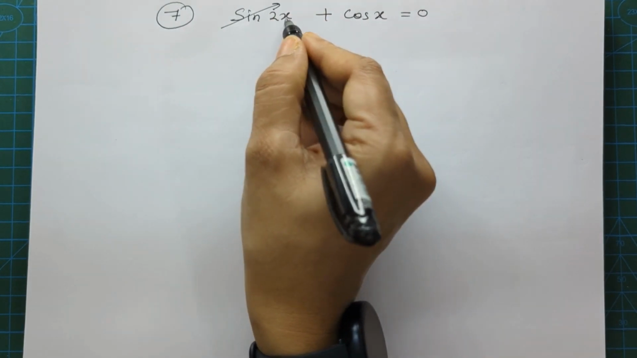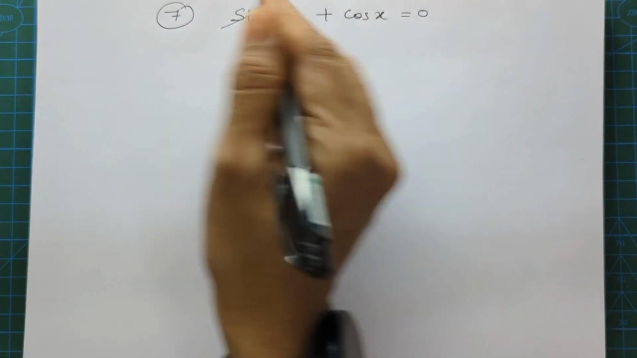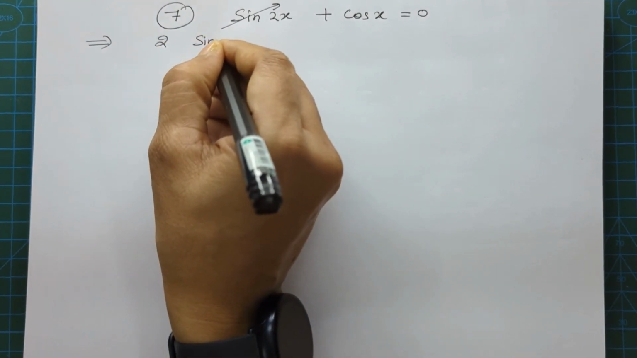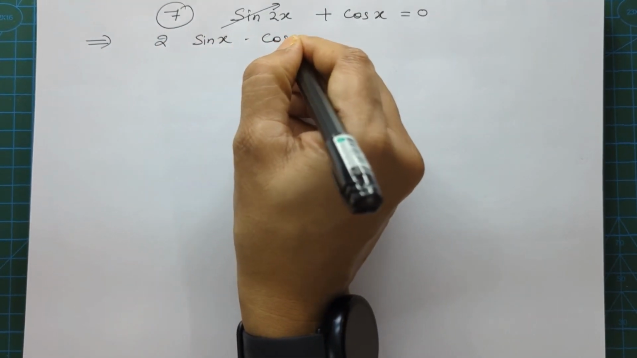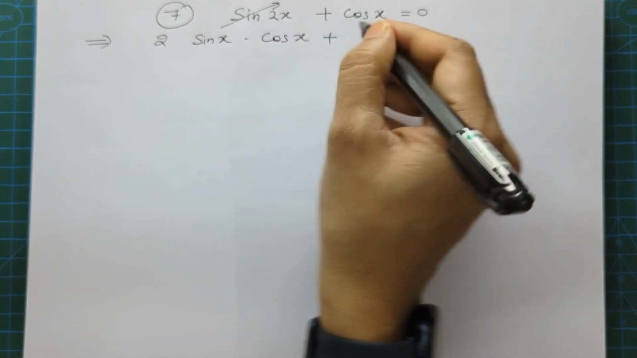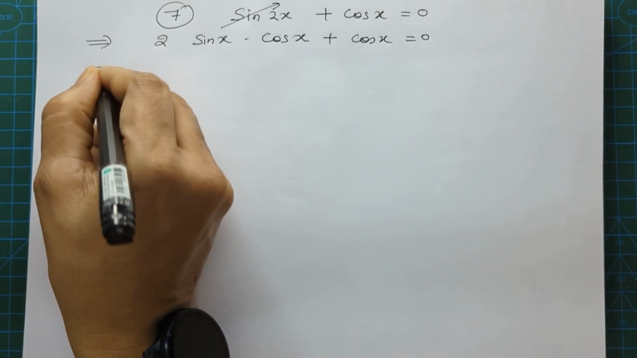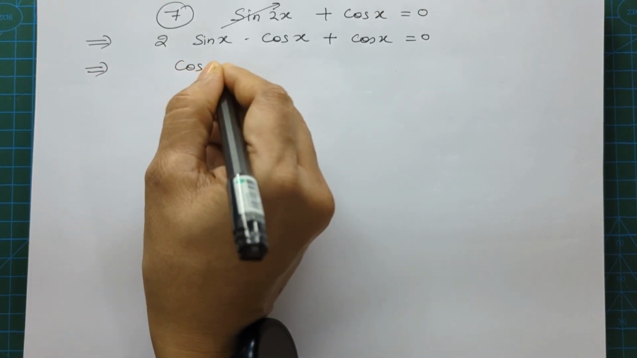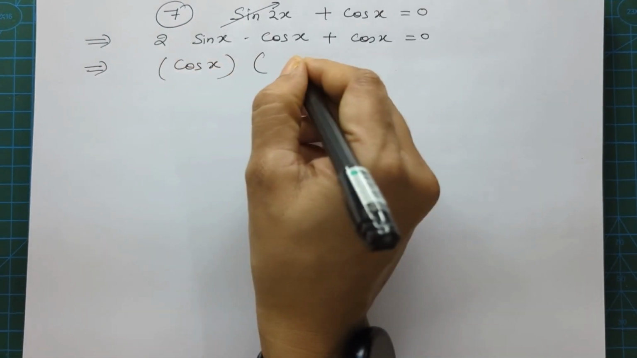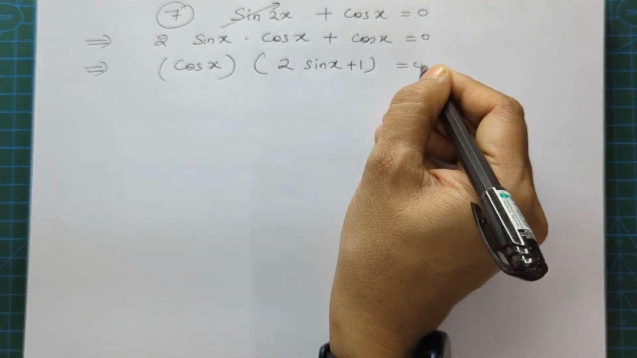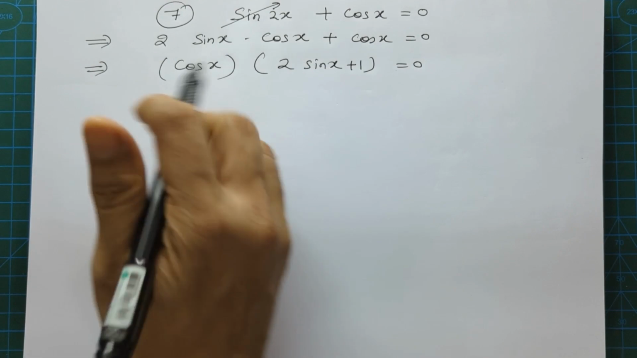We know that sin 2 theta is 2 sin theta into cos theta. So we can write this as 2 sin x into cos x, plus this one cos x as it is. We have a highest common factor. Highest common factor is cos x. What goes into the bracket is 2 sin x plus 1 is 0. Now either this is 0 or this is 0.